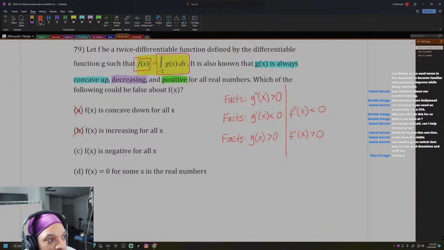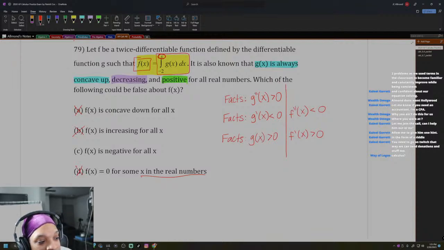And this is the coolest part about math, I swear. So look at answer choice D. It says that f of x equals 0 for some x. Now, I knew that f of x could be equal to 0 if this x right here was negative 2, because that would be the integral from negative 2 to negative 2. And x equals negative 2 is certainly a real number. So I know that D has to be true.